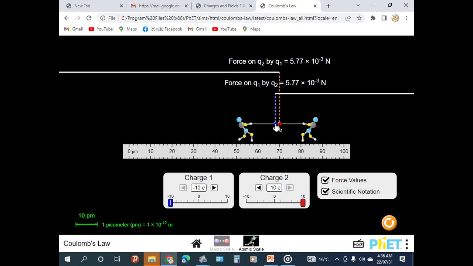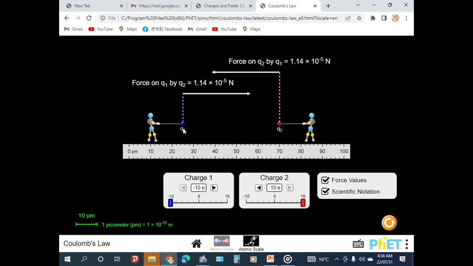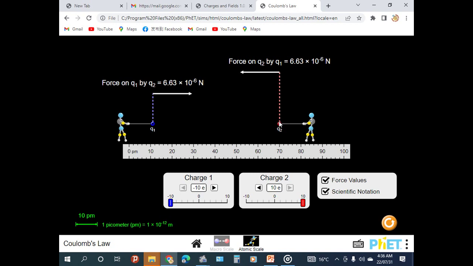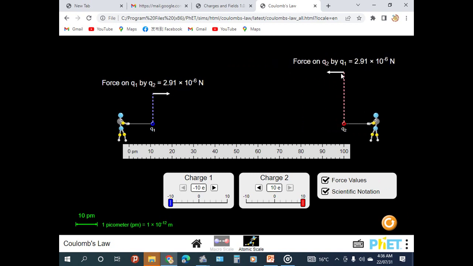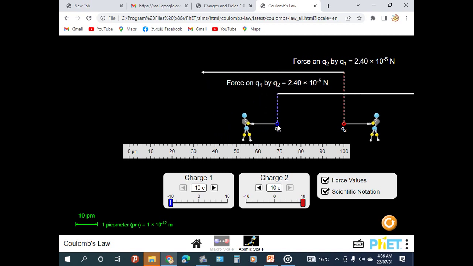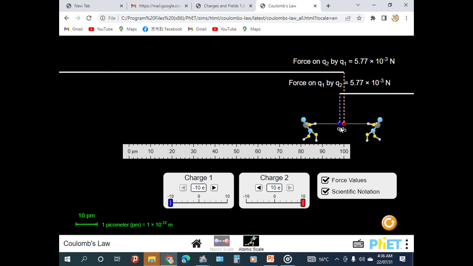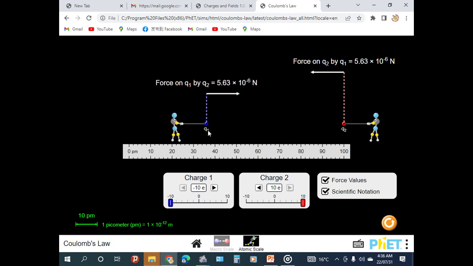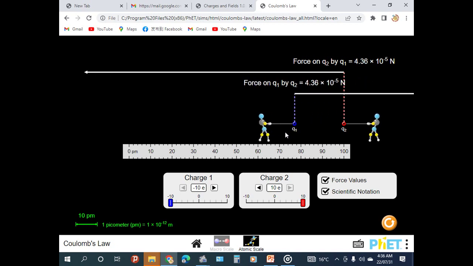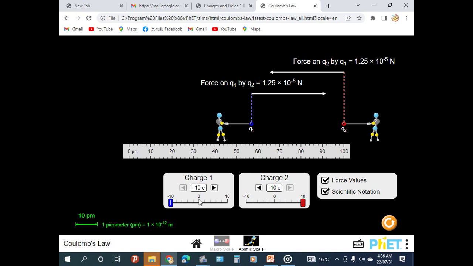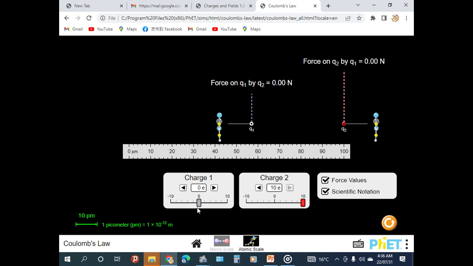When the separation increases, the force between them decreases. When we decrease the distance between them, the force between them increases. When we decrease the charge, here no force can act on Q2 when Q1 is zero.